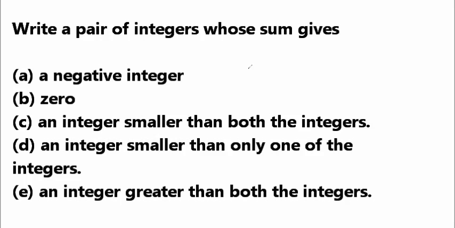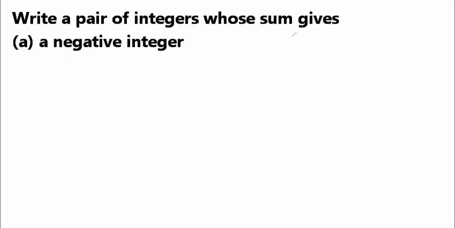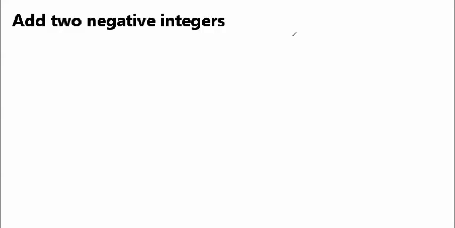Let's see. So try these from your textbook from page number 8. The first question in try these asks us to write a pair of integers whose sum gives, and then we have 5 different things. So the first thing is: write a pair of integers whose sum gives a negative integer. Let's solve the first one. We need to find two integers that, when added, give us a negative integer. The easiest one is if we add 2 negative integers, we are going to get a negative integer.